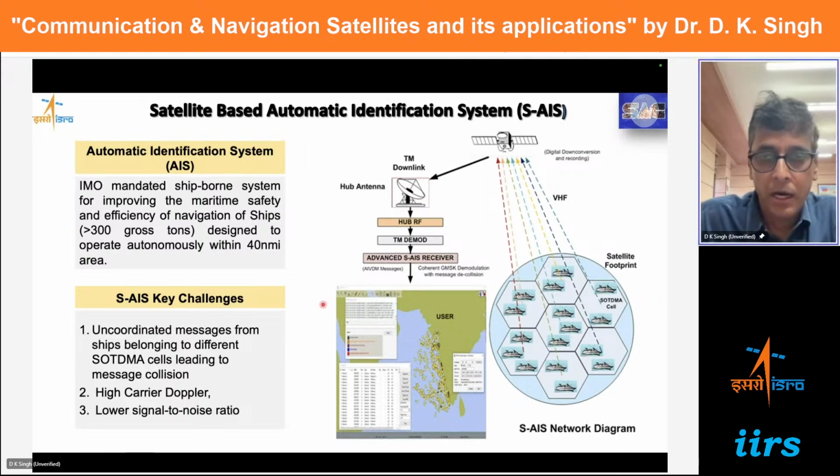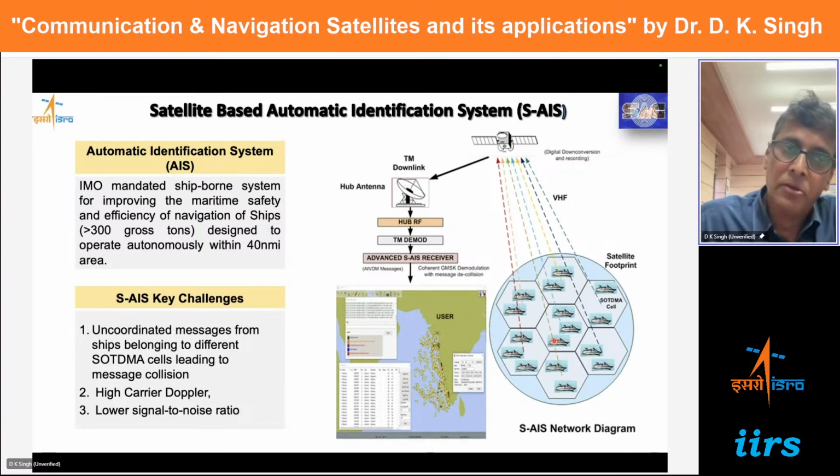But let us say there is an enemy ship. They will switch off their AIS transponder, and it will not be detected by the neighboring ships. So to take care of this, there is a system called satellite-based AIS, which will detect all the ships which are close to our Indian land borders towards the ocean.